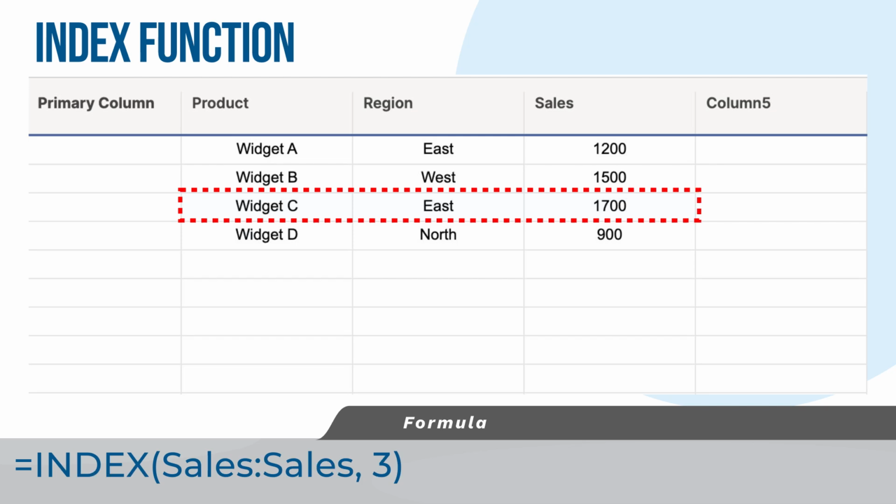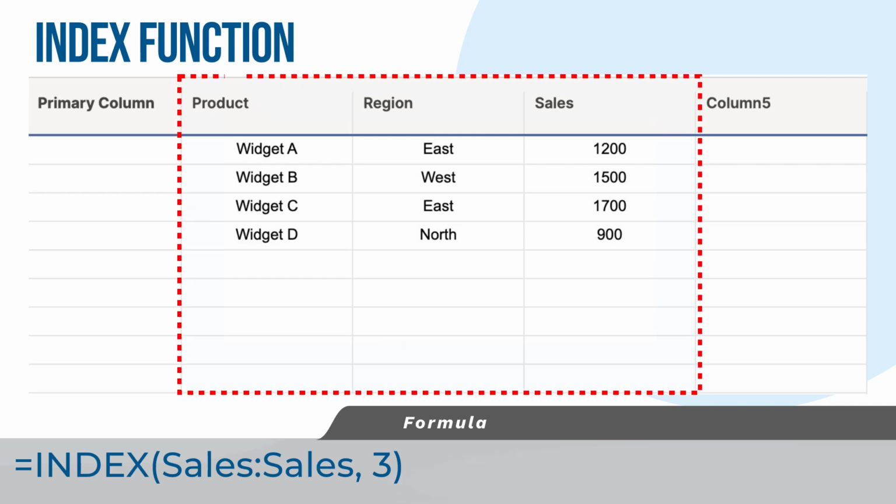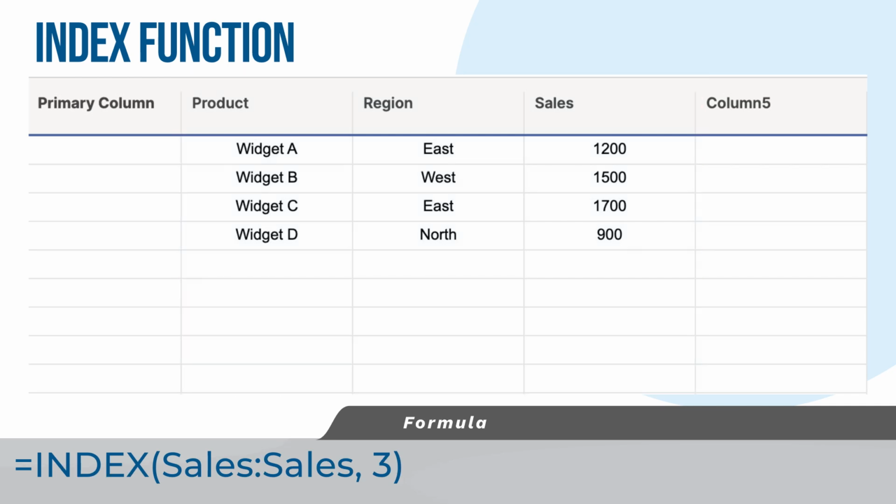First, identify the range of cells that contains the data you're interested in. In our example, this would be the entire table, including the product, region, and sales columns. Now we want to determine the row and column numbers. The index function requires you to specify the row and column numbers within your range. For example, if widget C is in the third row and sales is in the third column of our range, these numbers will be used in the formula.